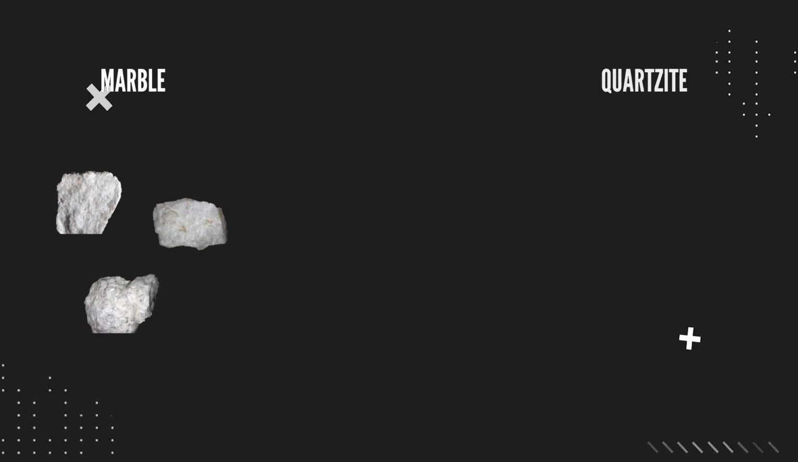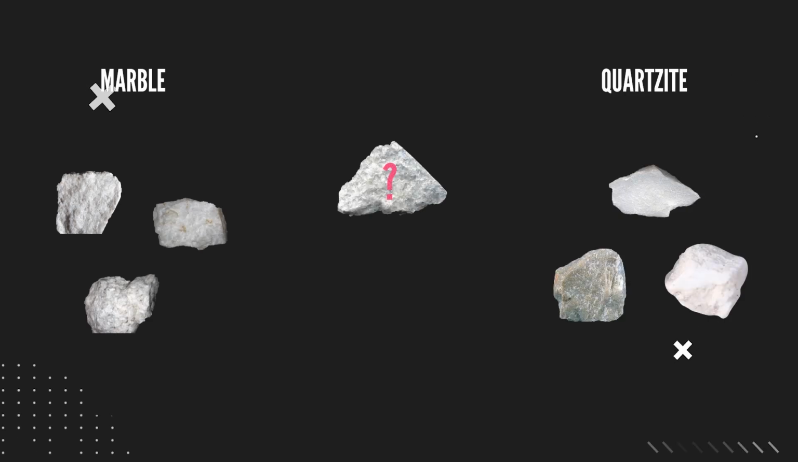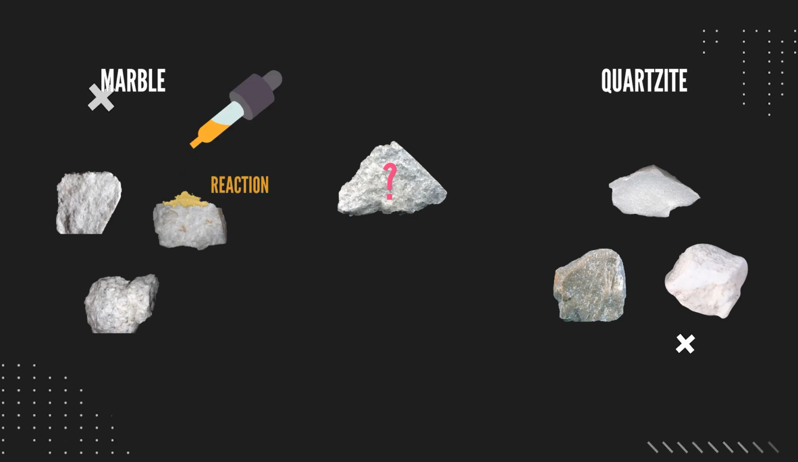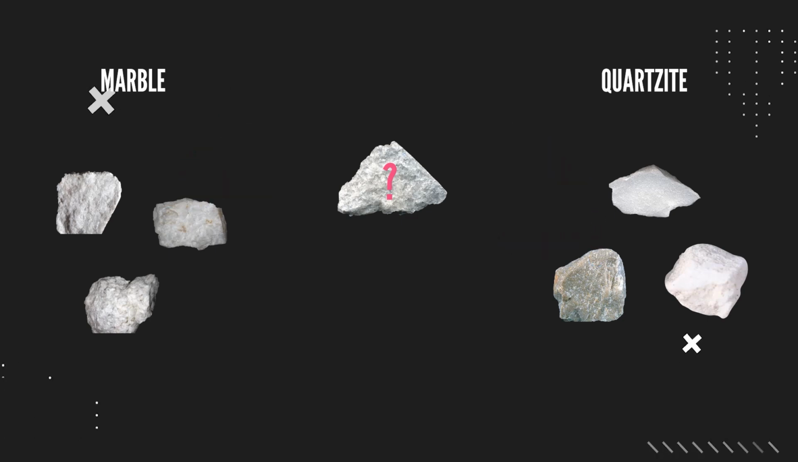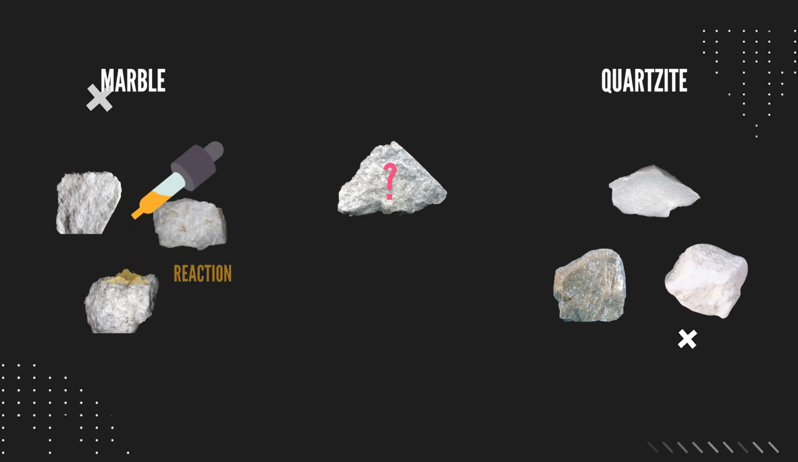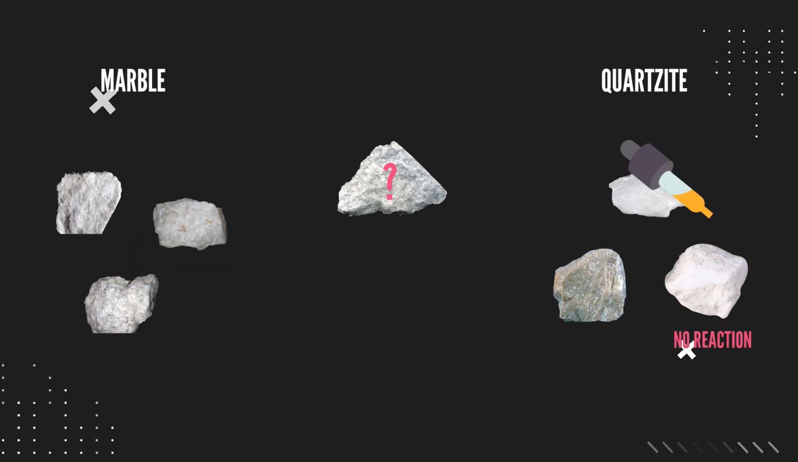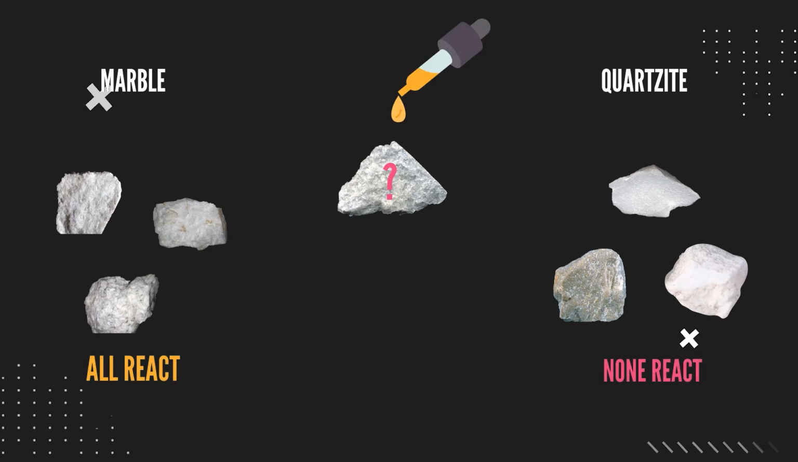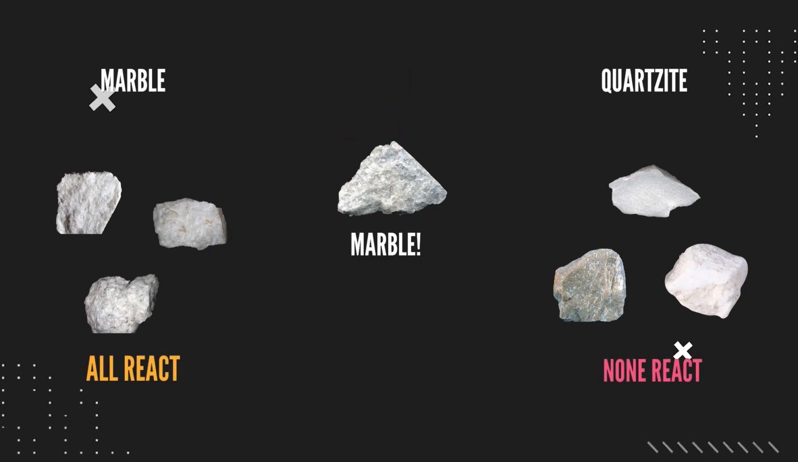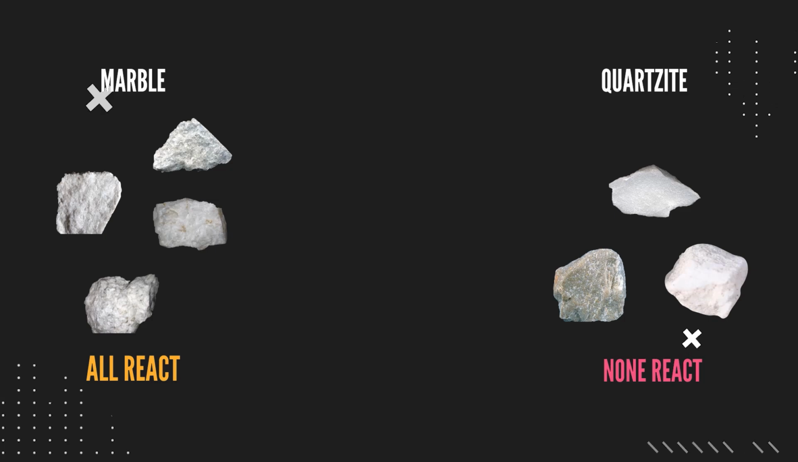Here's some marble and here's some quartzite. Where does this rock go? It's not obvious just by looking at it, so I'm going to let the learner run this acid test on as many rocks as they want. Eventually you realize that all the marble bubbles when you drop acid on it and none of the quartzite does. So then they can run the test on the sample and they say, oh, this is marble, they get it right and they feel clever.